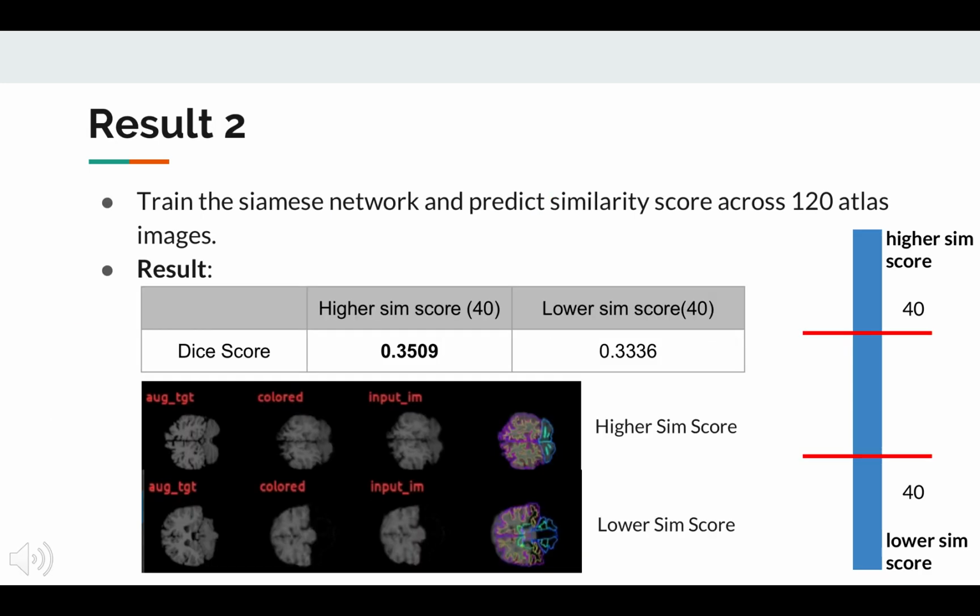For the second experiment, we train the Siamese network and predict the similarity score across 120 atlas images. Then, we select the 40 images with higher similarity scores and 40 images with lower similarity scores to perform the segmentation training. As we can see from the result, the Dice score of the higher similarity score dataset is higher than the lower similarity score dataset. The image below shows that when aligning the label of fixed images to unlabeled images, the images with higher similarity scores perform better.